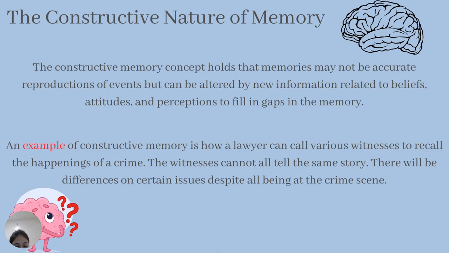The constructive nature of memory is not stable, it is not always accurate. For example, if several witnesses were asked about the accident, though they were all at the same scene, what they recall differs, their stories differ, their testimonies differ. That is an example of the constructive nature of memory. It is not always accurate if you are asked to remember what happened on a specific day, event, or scene.